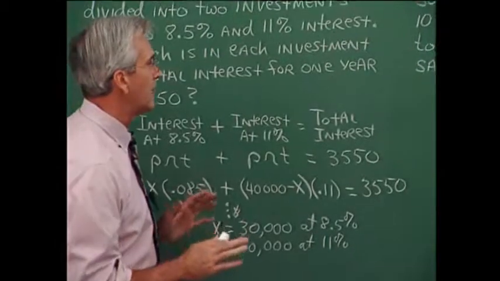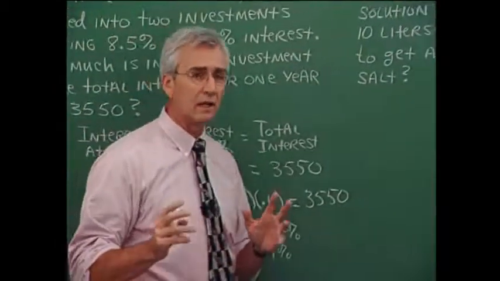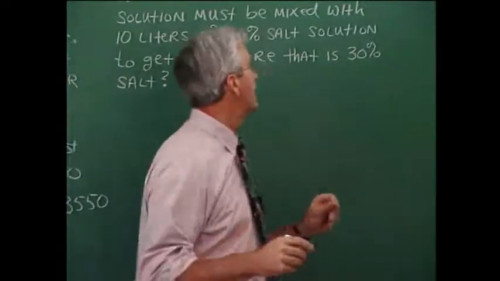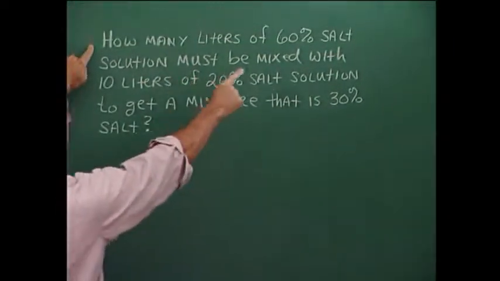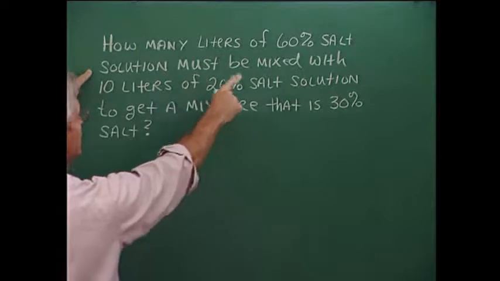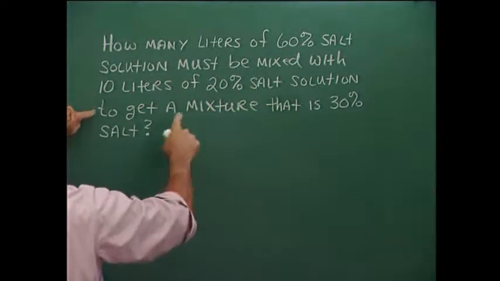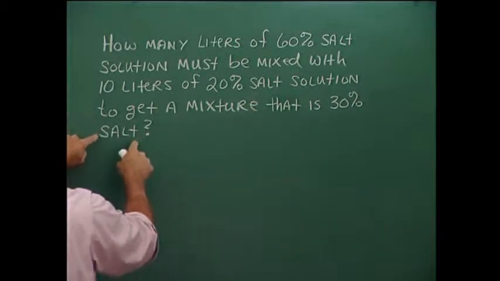Here's a third kind of mixture problem. This is a really classic kind of mixture problem when you're actually mixing liquids. It says, how many liters of 60% salt solution must be mixed with 10 liters of 20% salt solution to get a mixture that is 30% salt?